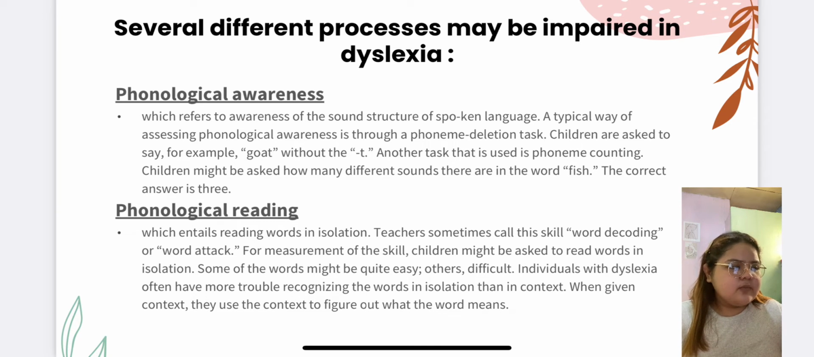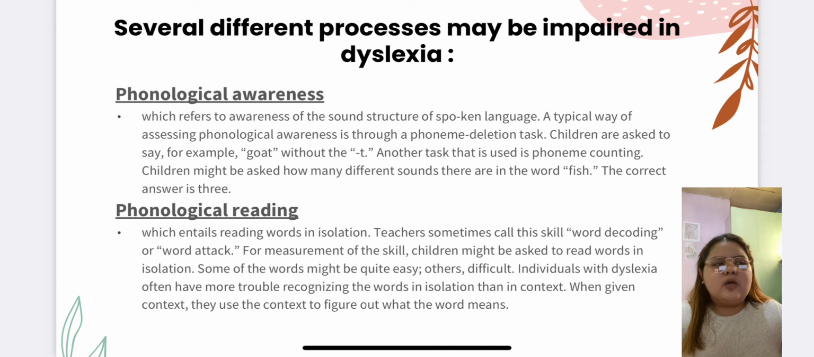So in phonological awareness, it's the individual's awareness of the phonological structure and sound structure of words. So phonological awareness is an important and reliable predictor of later reading ability and has therefore been the focus of much research.